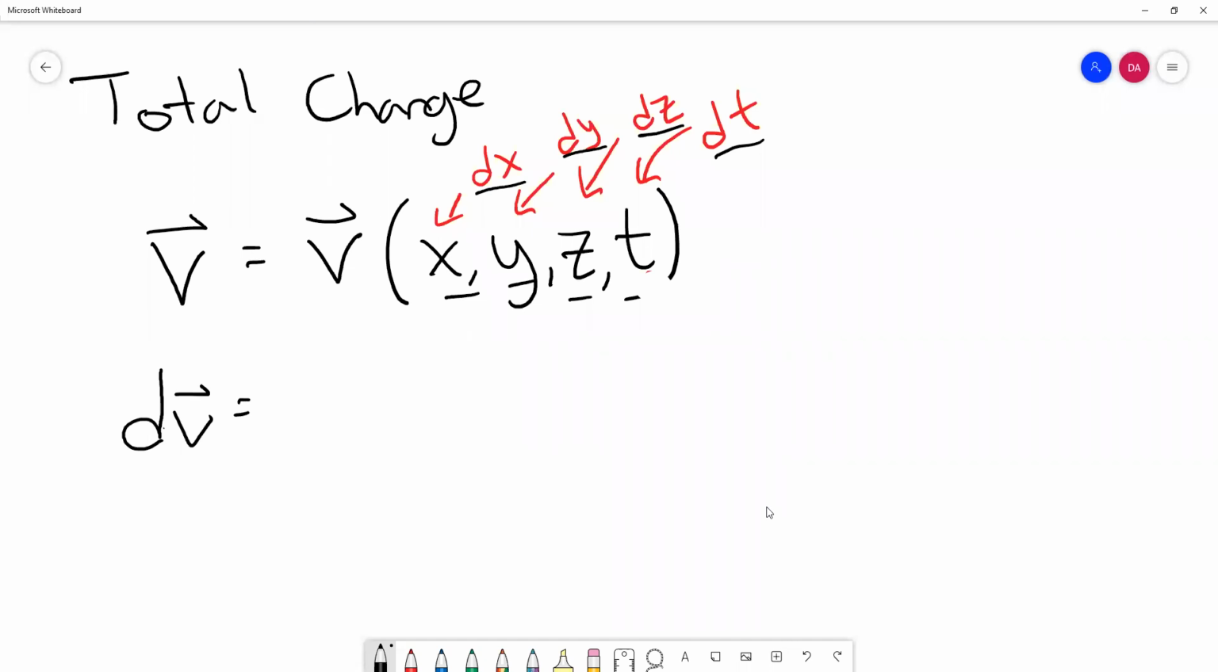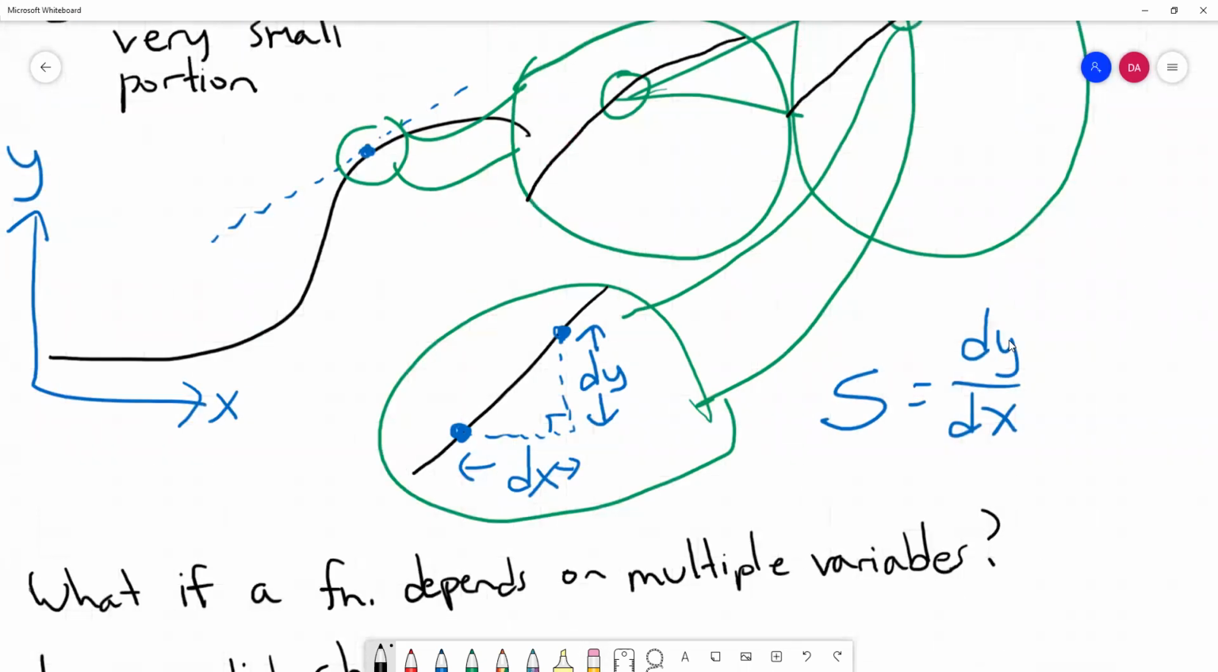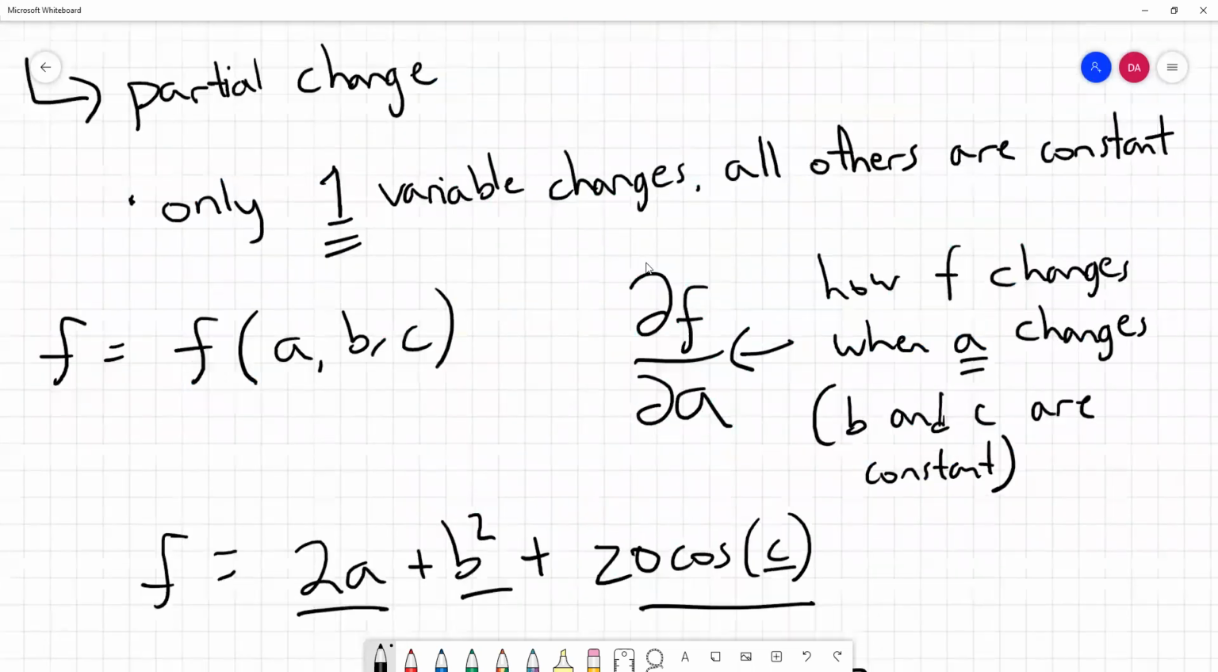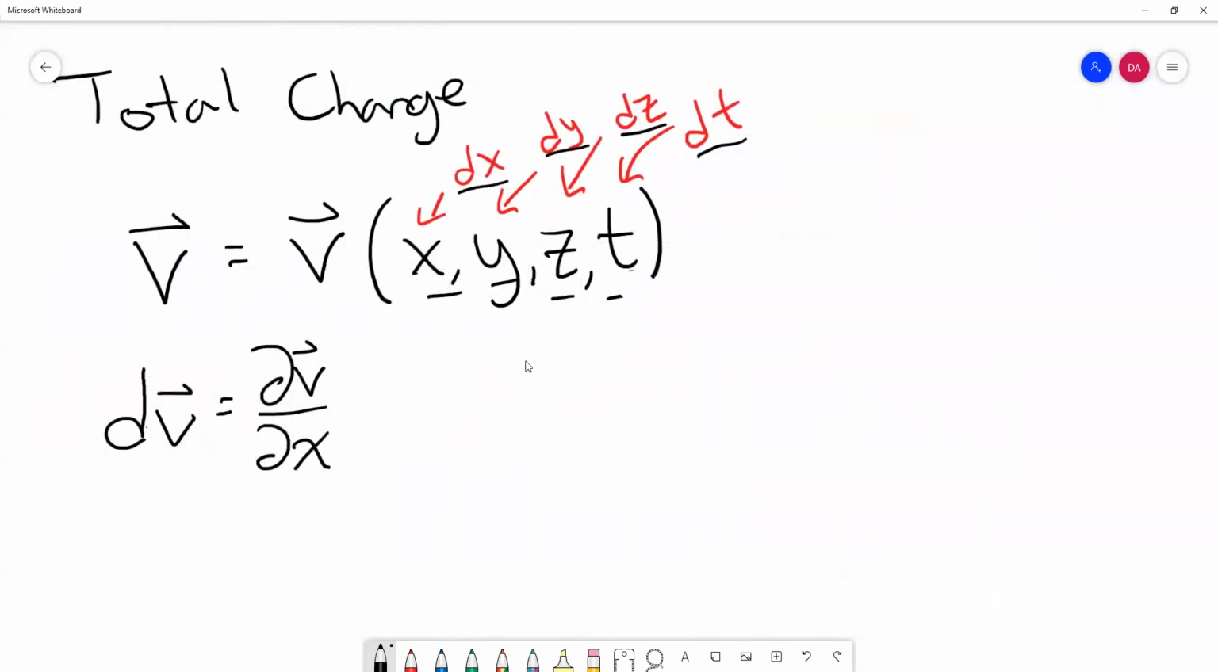To look at the change in v, all we have to do is ask ourselves, how does v change when only x changes? Okay, all others are constant. How does v change when only x changes? Everything else is constant. Now that's only the rate of change, right? If we look back up at our slope example, this dy over dx, or in this case dv over dx, is only a slope. And a slope is not really a change, right? So all the slope tells me is the rate of that change.